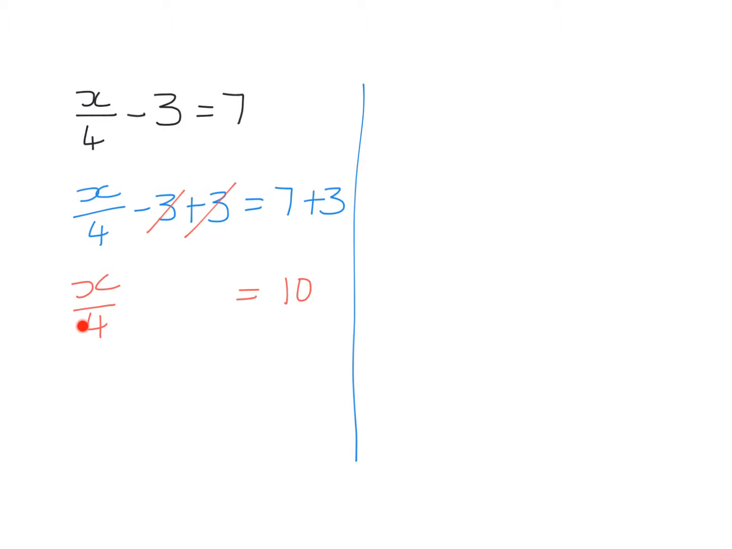My next step is to sort this out over here. This is x divided by 4. The inverse operation of a division is a multiplication. So therefore I can go x over 4 multiplied by 4 over 1, because 4 over 1 is the same as 4, which is what I need to solve over here, equals 10 multiplied by 4. What I've done on my left hand side, I've multiplied by 4, I have to multiply by 4 on my right hand side.